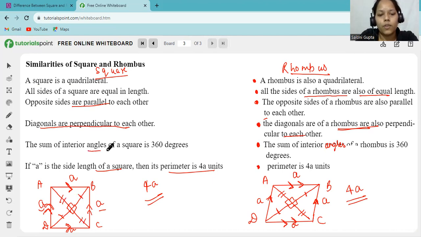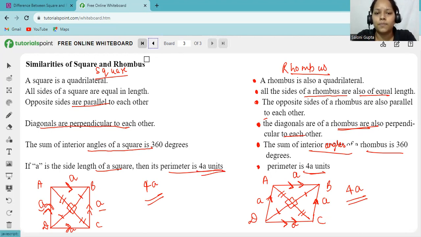Okay, then we see that the sum of interior angles of a square is 360 degrees. So the sum of interior angles of a rhombus is also 360 degrees. And we know that if a side is given to us of any polygon, we can easily find out the perimeter. So perimeter is nothing but the sum of all the sides. Now every side is equal, so the perimeter will be 4 times the side. Same will happen in case of a rhombus. So perimeter is 4a units. Here also the perimeter is 4a units.